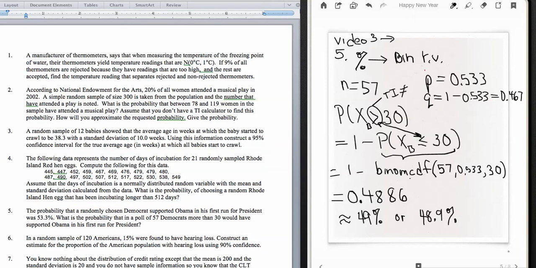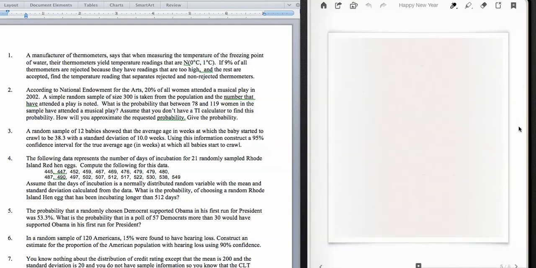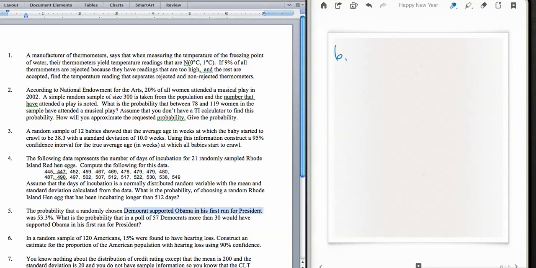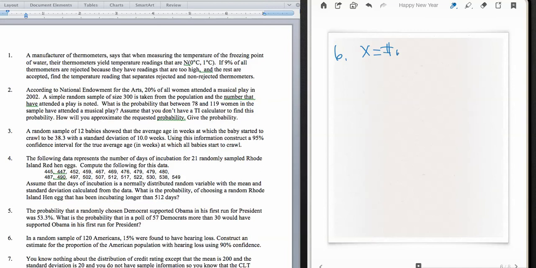All right, now we're going to move on to problem number 6. So in problem number 6, we want to start out by reading. In a random sample of 120 Americans, 15% were found to have a hearing loss. Construct an estimate for the proportion of the American population with a hearing loss using 90% confidence. Well, first of all, I see that I have 15%.